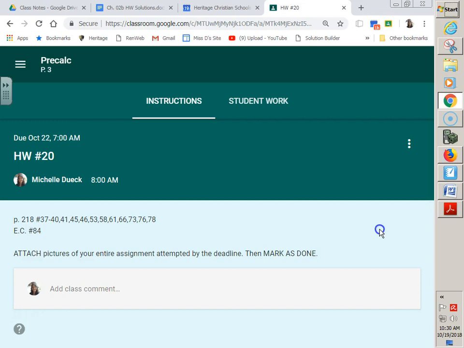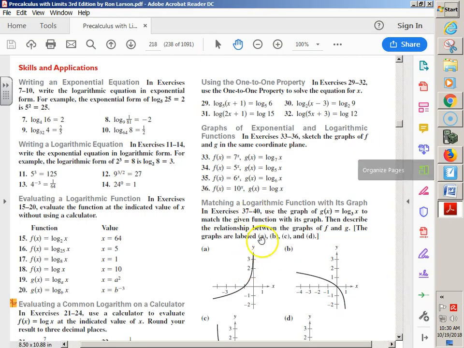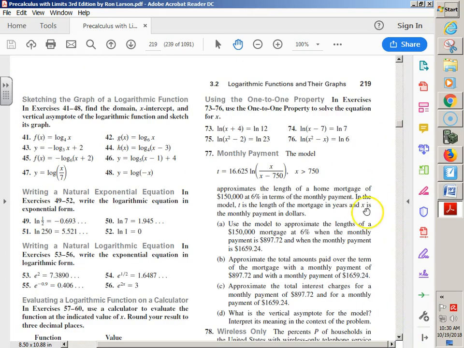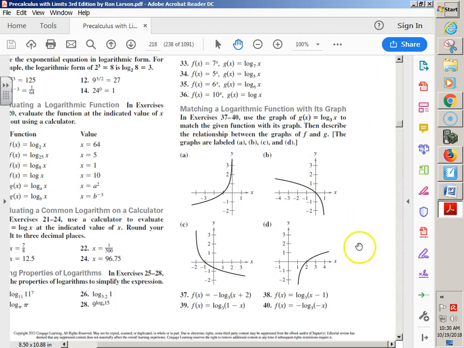I say, why don't we just go ahead and get some homework done, huh? It's a good way to spend a Friday. I'm going to show you guys numbers 37 to 40.